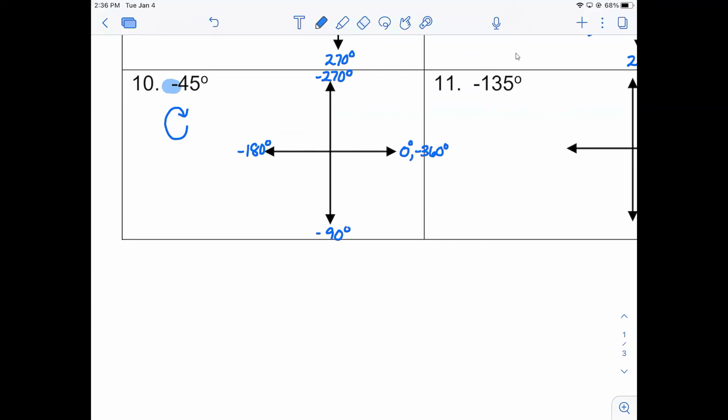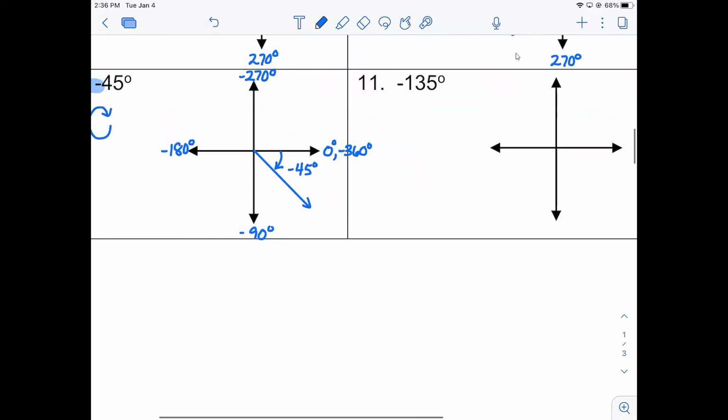Okay, so when I come up with my angle, I need a negative 45 degrees. Well, I know to get all the way to my first quadrantal would be 90, then half of 90 is going to be 45. So this is going to have to go halfway in between right there. And we're going in the clockwise direction. So this is my negative 45-degree angle.